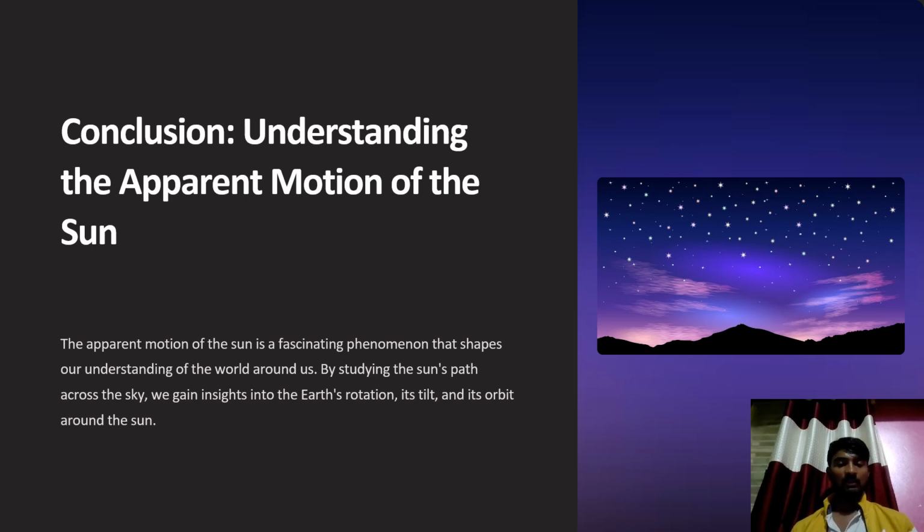So, we conclude that these are the apparent motions of the sun and the Earth that we can see in our daily life.